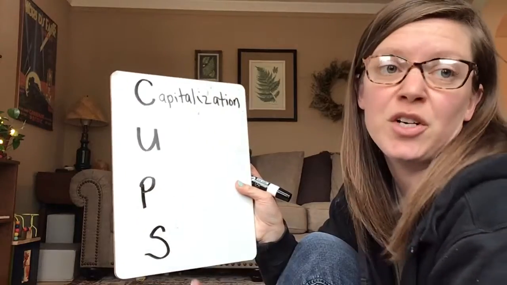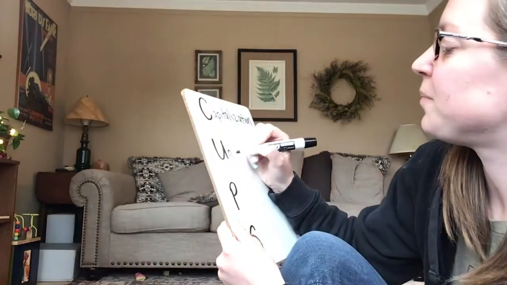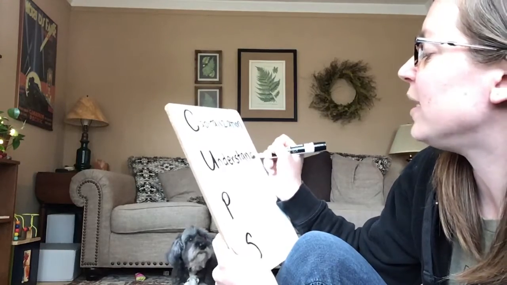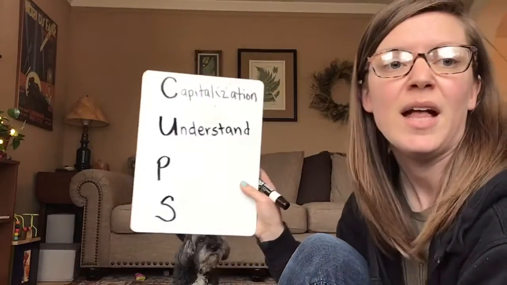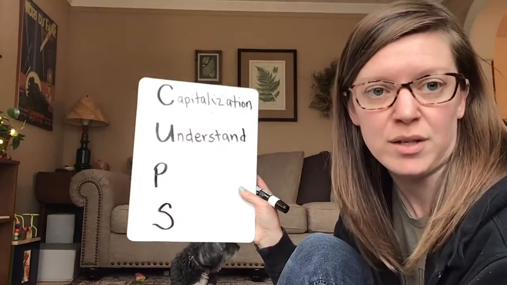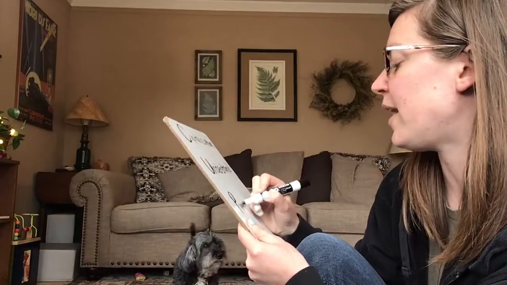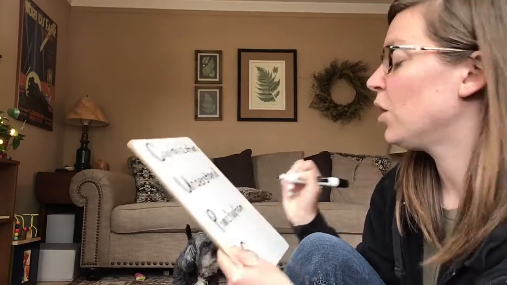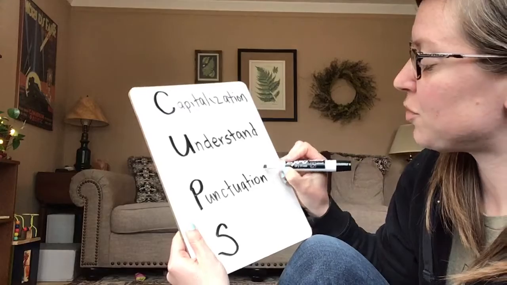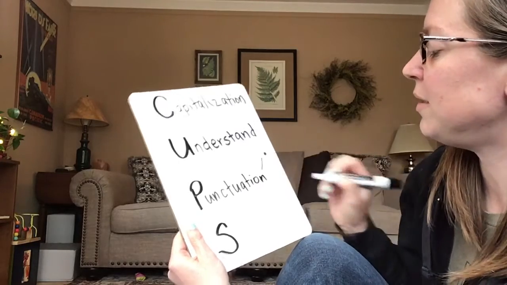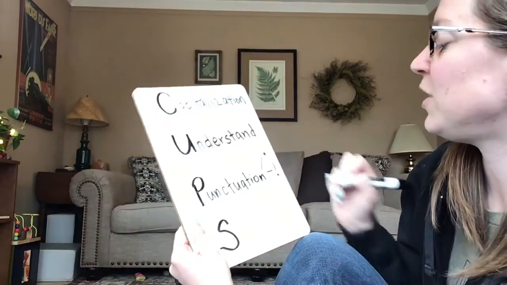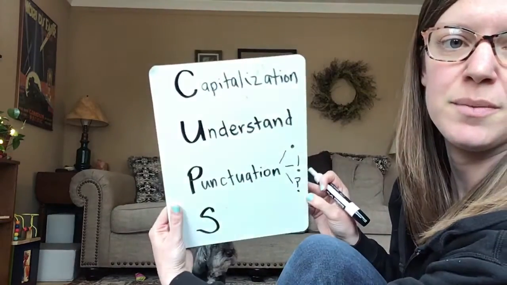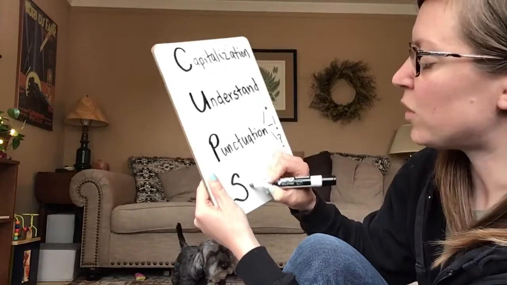The U stands for understand. Can you understand it? So sometimes that means, did you leave out some words? Did you write in too many words? Something like that. The P stands for punctuation. So checking that you have punctuation at the end of every sentence. And a lot of times, it's helpful to remind yourself that there's 3 types. You might be using a period, you might be using an exclamation mark, or you might be using a question mark at the end of your sentence, okay? And then the S stands for spelling.